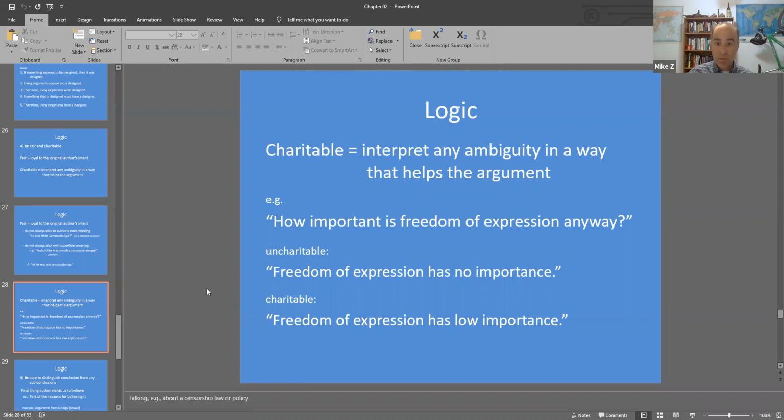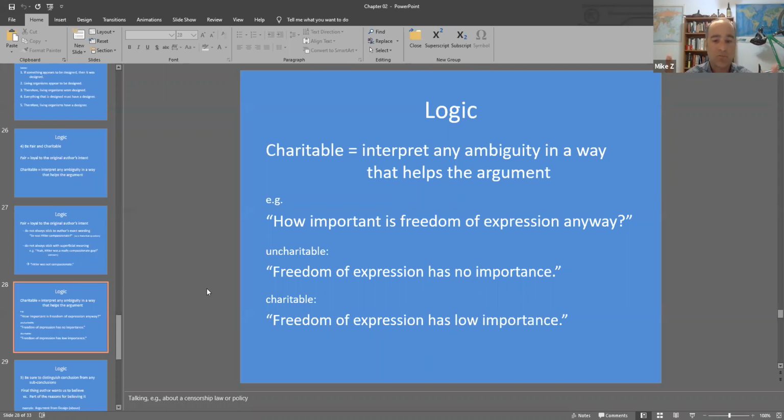Very similar to being fair, but sort of interpreting what's being said in such a way that it favors the person who's presented it, right? So there might be a debate over some new law or a policy or something that could involve some censorship. And so somebody that's in favor of this law, they might say this, right? So how important is freedom of expression anyway? Well, there's two different ways to sort of interpret that. What's the statement that this person is trying to make?